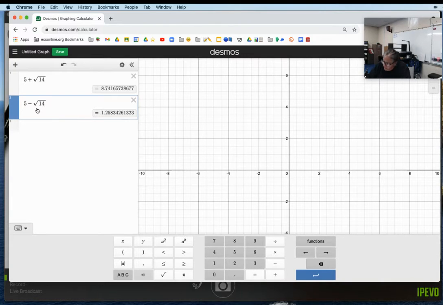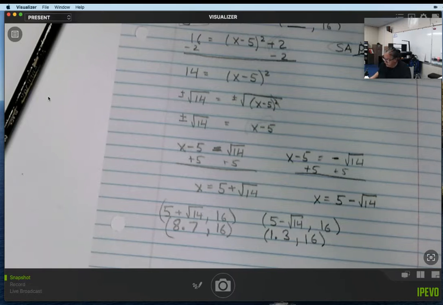And if you're ever in a situation where you're not told how to round, just round to the nearest tenth. That's usually the safest thing to do. Okay, so I put those two numbers on my paper now, and I'm ready to graph.